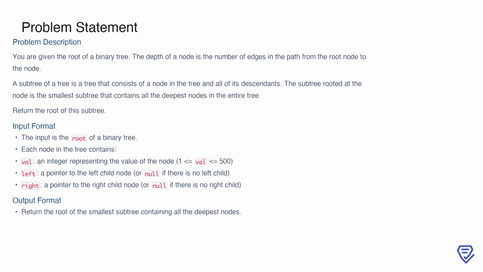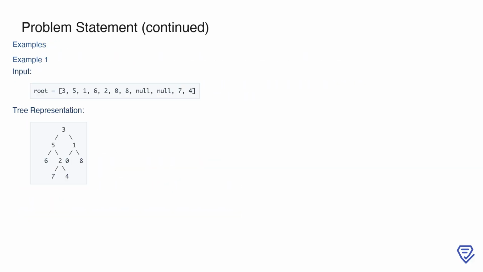A subtree, on the other hand, is formed by taking a node in the tree and including all of its descendants. Now, the challenge is to identify the smallest such subtree that contains all the nodes that are the deepest in the tree. The output will be the root of this smallest subtree. To understand this problem better, let's look at some examples.